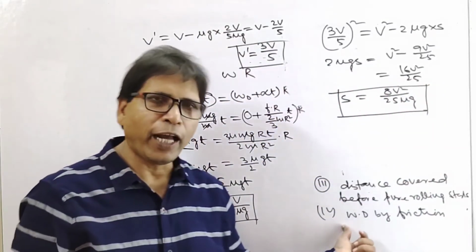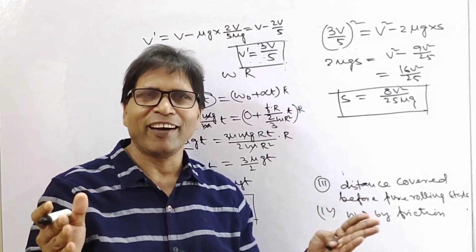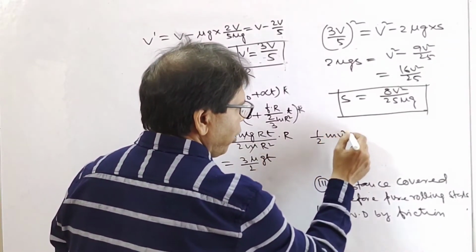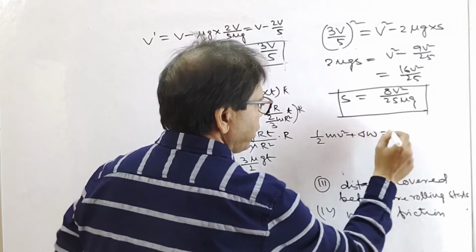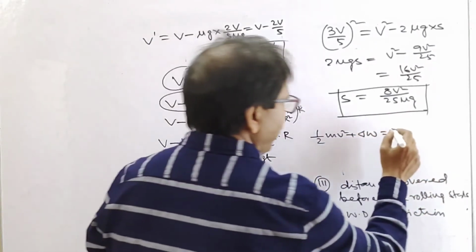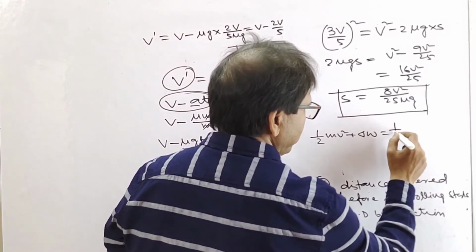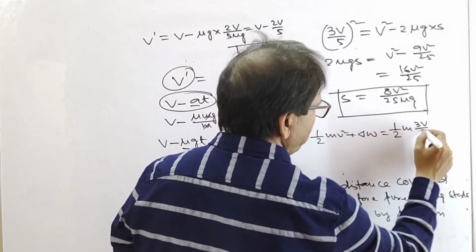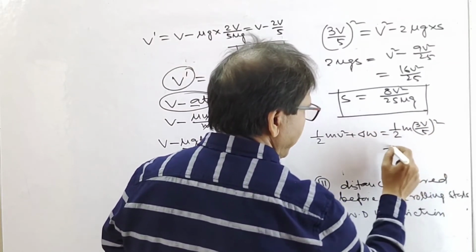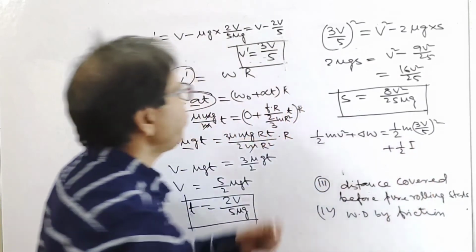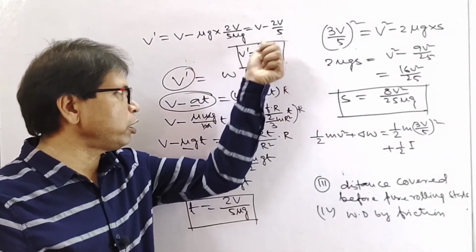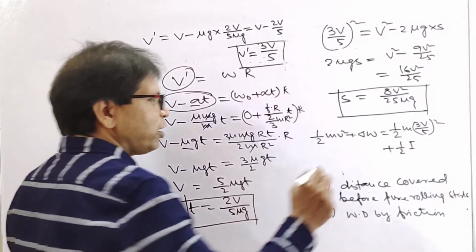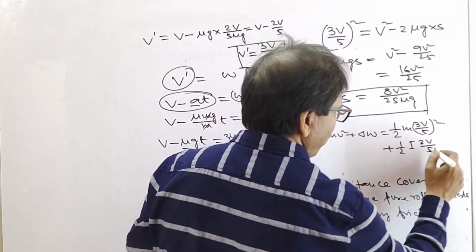And the last problem, work done by the friction. Okay, now look at this. The initial kinetic energy, half mv², plus work done by the friction is equal to the final kinetic energy. Now final kinetic energy means the translational kinetic energy, half m into (3v by 5) whole square, plus rotational kinetic energy, half I ω². If linear velocity is 3v by 5, then angular velocity is 3v by 5r. So this is (3v by 5r) whole square.